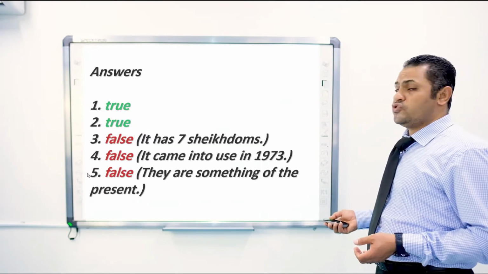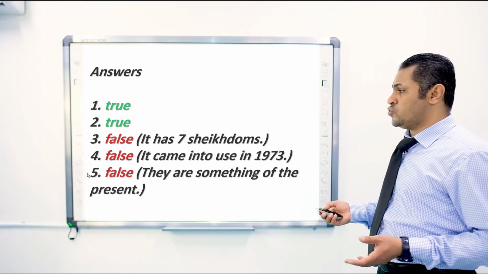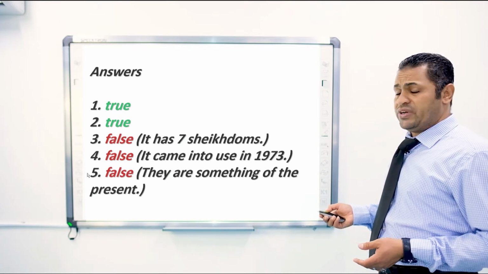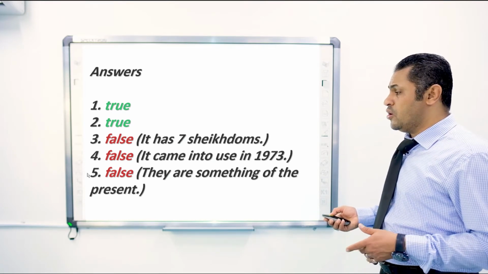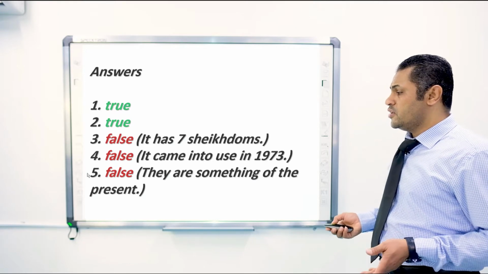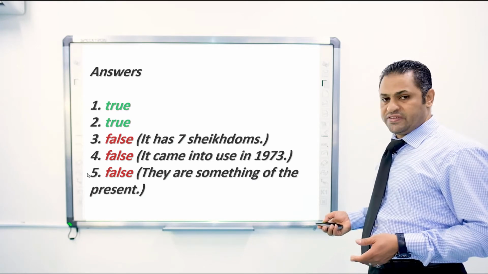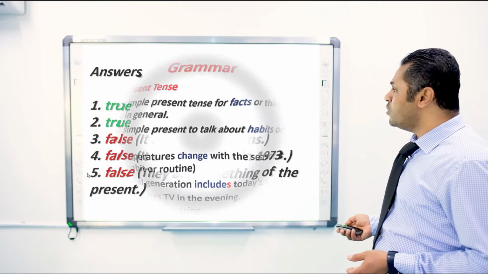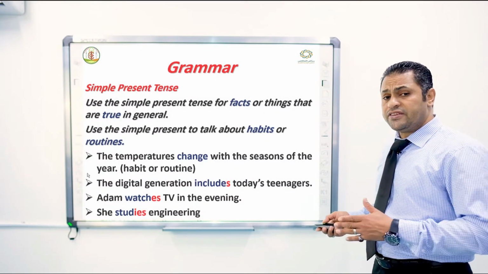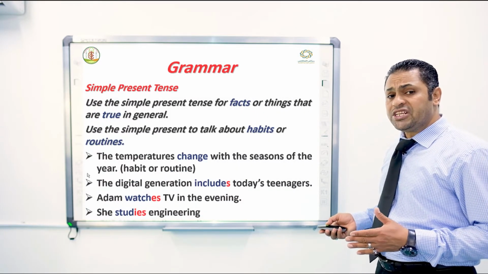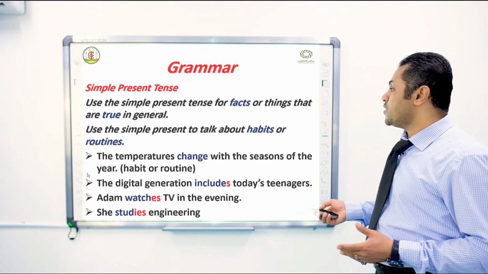So review your answers again. Number 1 is true. Number 2 is true. Number 3 false. Number 4 false. Number 5 is false as well. Now let's begin our new lesson, lesson 2 in Unit 1, Big Changes, part 1.